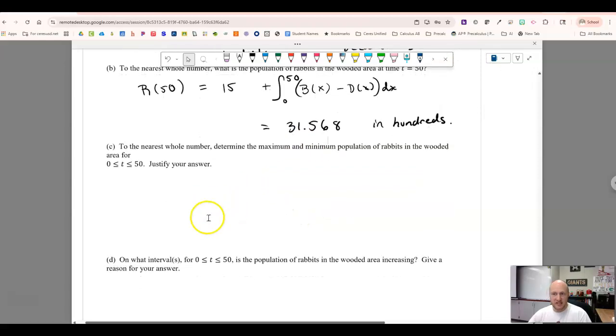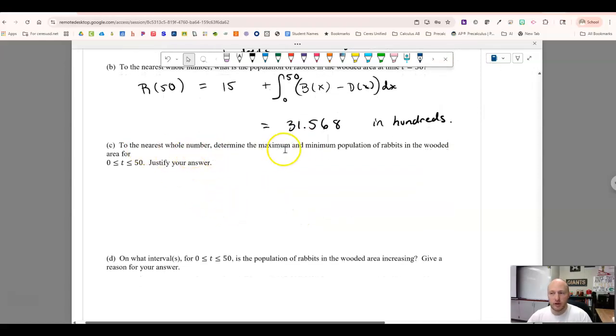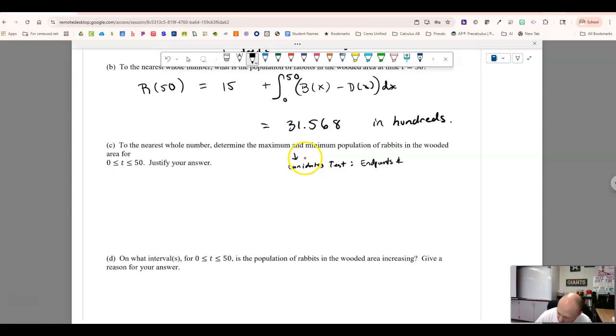Okay, C. To the nearest whole number, determine the maximum and minimum population of rabbits in the wooded area for 0 to 50. Justify your answer. As soon as they say min and max, you need to think candidates test. Candidates test. And who are your candidates? Well, endpoints and critical values, critical numbers or values.